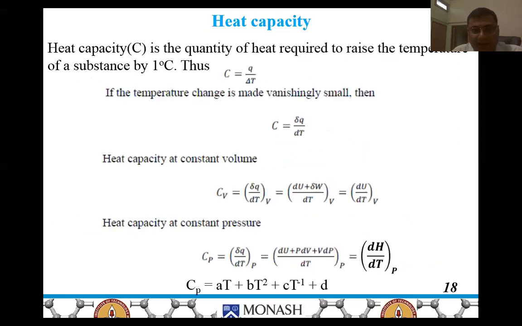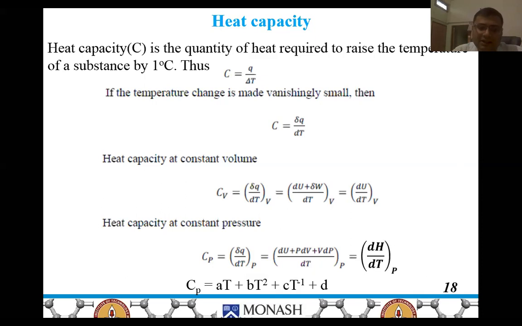Now heat capacity. Heat capacity C is the quantity of heat required to raise the temperature of a substance by 1 degree, and C is equal to Q upon delta T. If the temperature change is made vanishingly small, then C is equal to delta Q upon dT. The heat capacity at constant volume, CV, is equal to delta Q upon dT at constant volume. So Q can be represented as dU plus delta W, upon dT. At constant volume, delta W will be equal to zero. So CV can be represented as dU upon dT at constant volume.